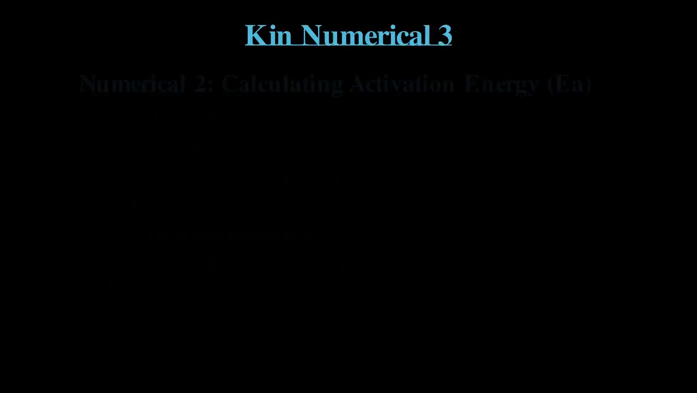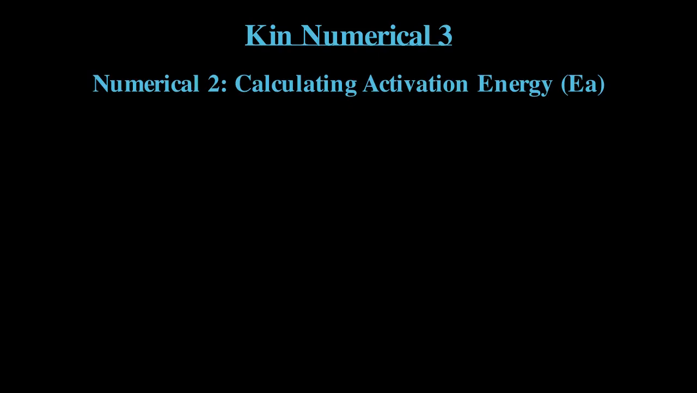Let's move on to our second problem. Here, the rate constant of a reaction doubles when the temperature increases from 300 Kelvin to 310 Kelvin. We need to calculate the activation energy, E. We are given R equals 8.314 joule per mole Kelvin, and the natural log of 2 is 0.693.